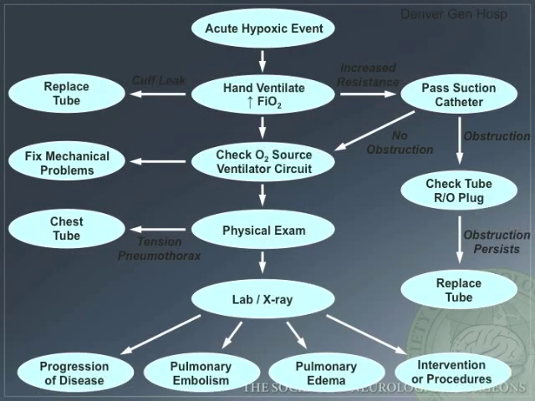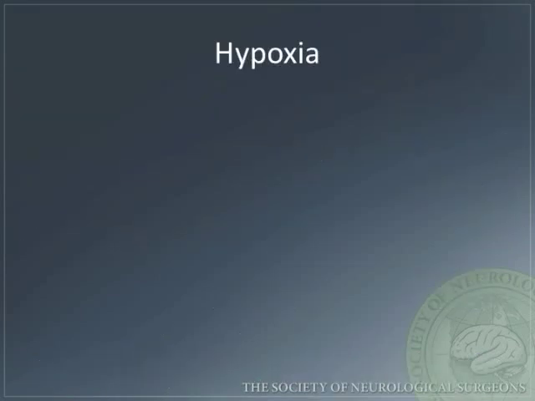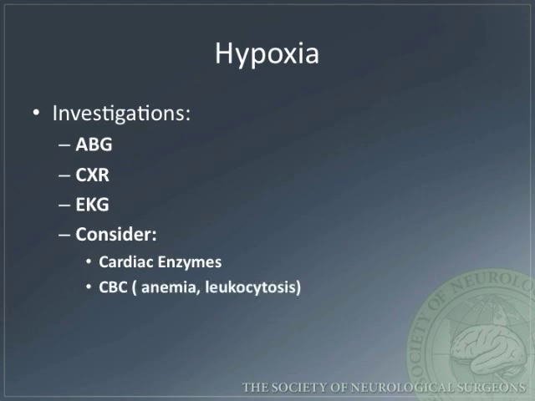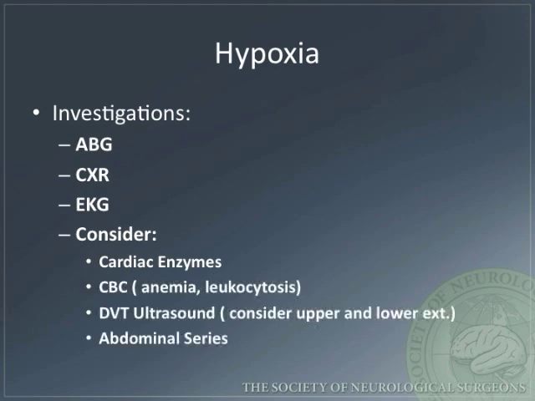The algorithm for working up and treating elevated ICP is complex, as illustrated in this chart. When managing these patients, one must quickly and effectively work through these paradigms. Hypoxia should be worked up with an ABG, chest X-ray, and EKG. One should also consider cardiac enzymes, a CBC, Dopplers, abdominal X-ray, and chest CT.